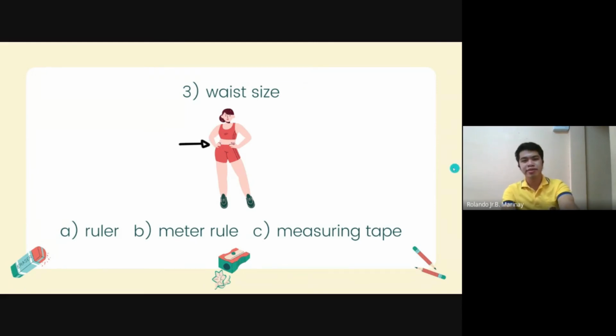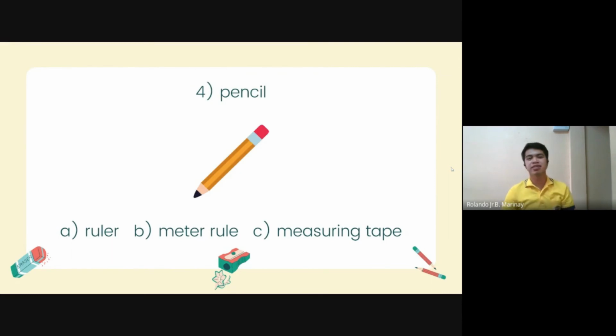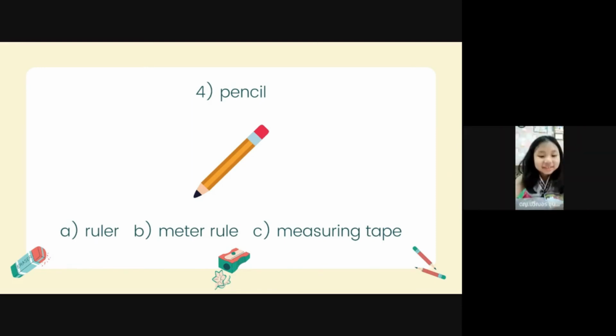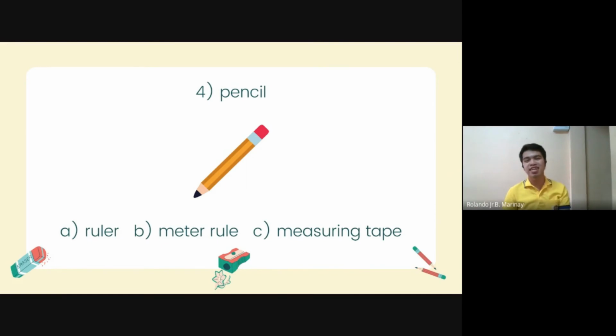Number 4. Pencil. What do we use in measuring pencil? A, ruler, B, meter rule, C, measuring tape. Okay, the answer here is letter A, ruler.